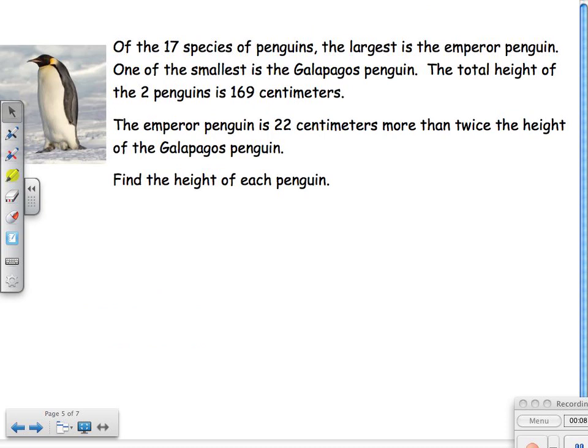The emperor penguin is 22 centimeters more than twice the height of the Galapagos penguin. Find the height of each penguin. So it sounds to me like we need to write a couple of equations. Okay, here's my first equation. The total height of the 2 penguins is 169 meters. How do I write that as an equation? Simply x plus y equals 169, all right?